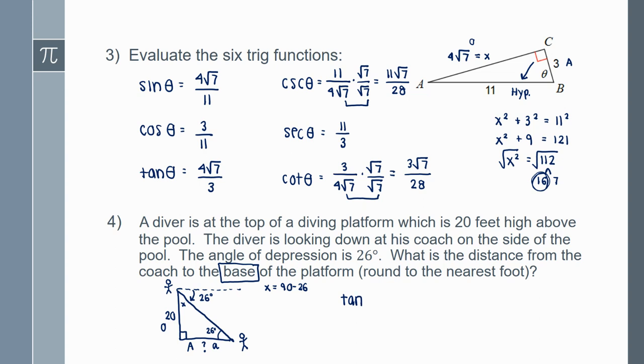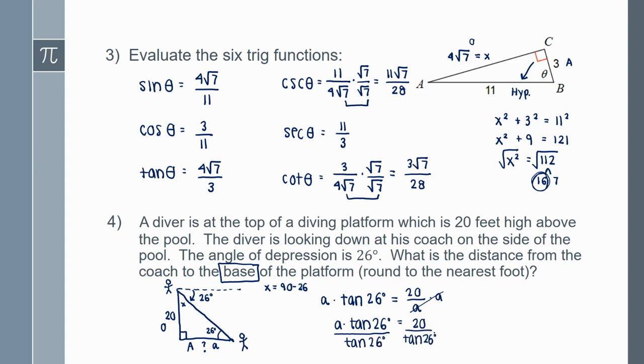Now make sure in your calculator you are in degree mode because we're talking degrees. So the tangent of 26 degrees is going to equal 20, which is opposite, over A, which is adjacent. So to start solving for A, I got to get rid of that denominator. So I'm going to multiply both sides by A. Now A is being multiplied by the tangent of 26 degrees, which means to undo multiplication, I'm going to divide both sides by the tangent of 26 degrees.